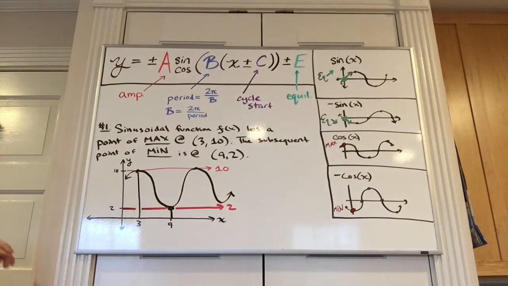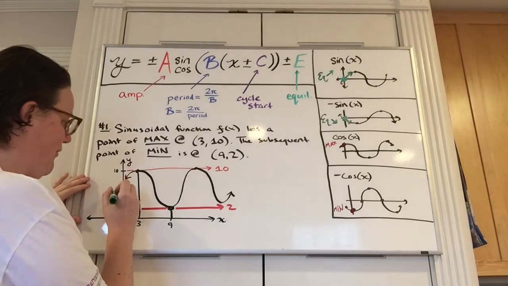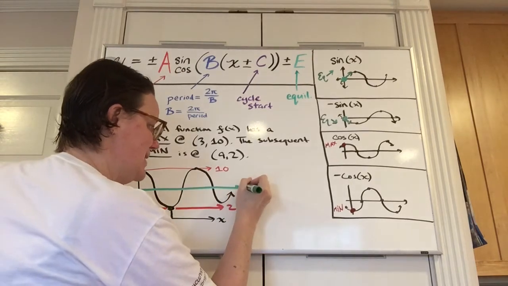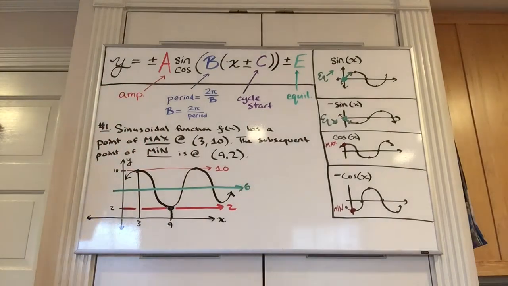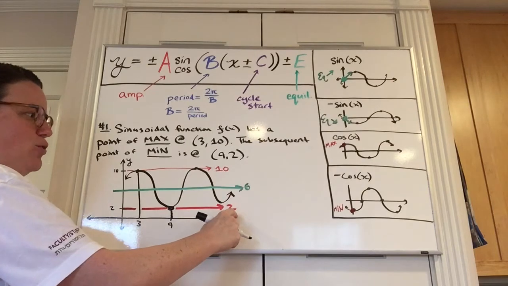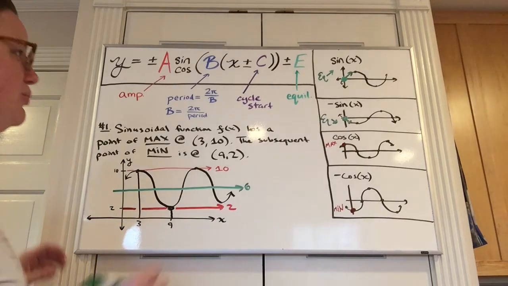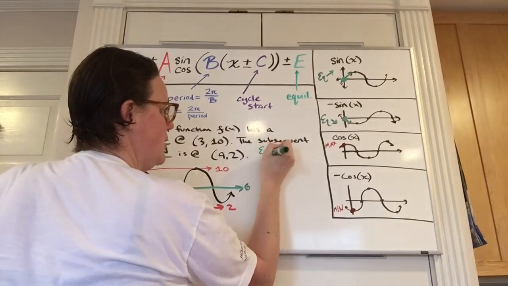So one of the things I'll point out is whenever you have a maximum and a minimum, it's really easy to get the equilibrium line, because that's just the average of the maximum and the minimum. So if my max is at 10 and my minimum is at 2, the average of those 2 values, the equilibrium line, must be at 6. So I got that by just adding 10 and 2 together. 10 plus 2 is 12. 12 divided by 2 is 6. The average of those 2 values is 6. So I've got that my equilibrium is 6.